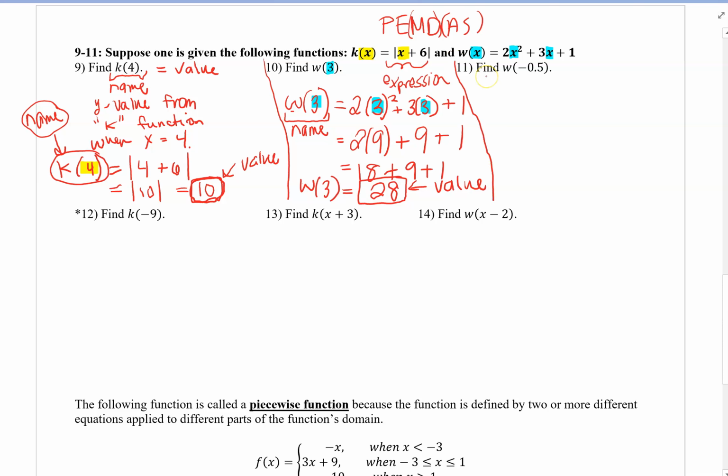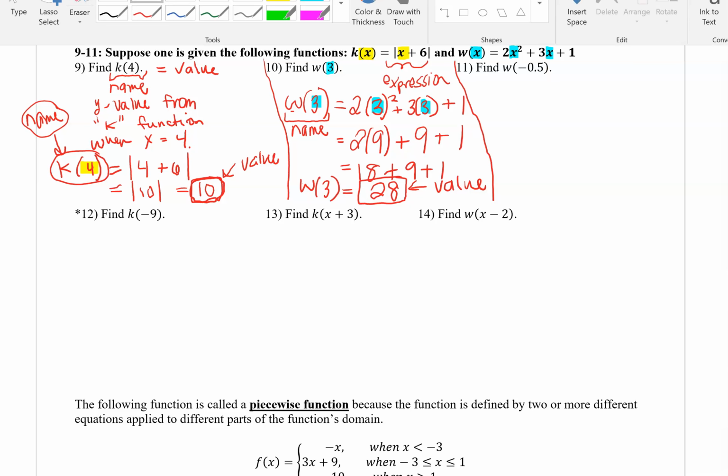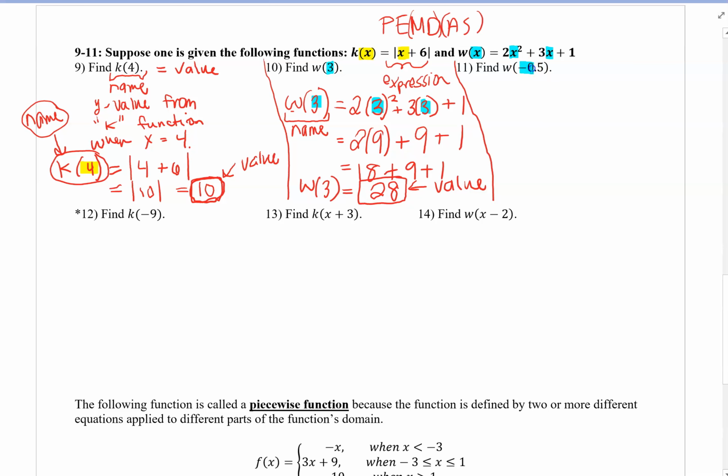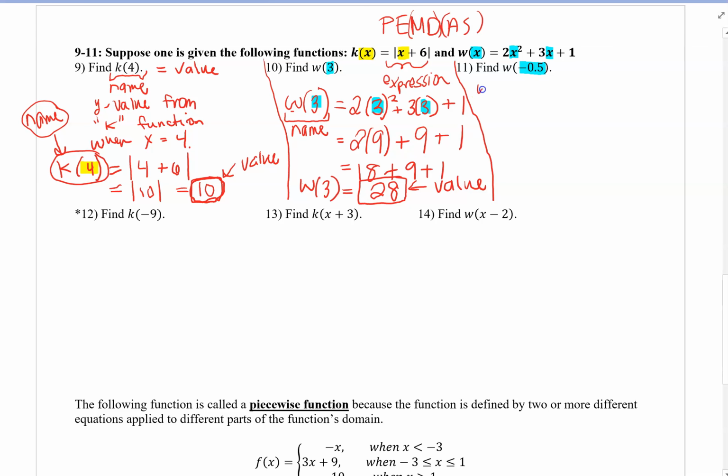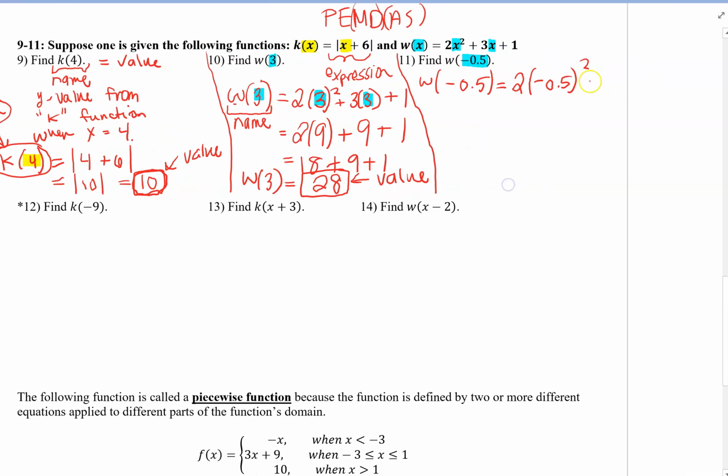Now, in number 11, it's the same process, but I just wanted to try it with a negative value and a decimal to kind of get that practice going. But the process will be the same. I just have to take that negative 0.5 and sub it in wherever there is an x in my expression. So I always start out by writing the name of my answer. And then I would have to replace the x with negative 0.5 and then square it, plus 3 times negative 0.5, and then plus 1.